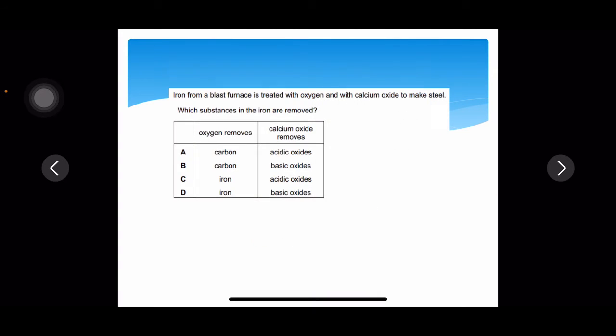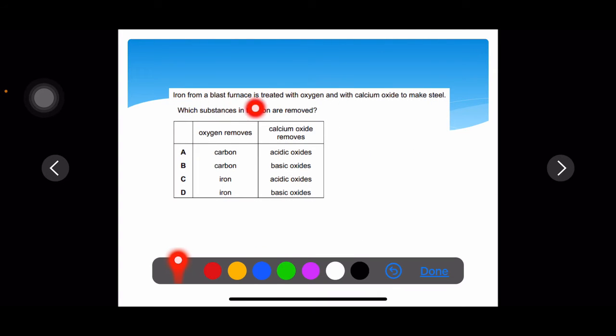Question 1 is saying iron from the blast furnace is treated with oxygen and with calcium oxide to make steel. Which substances in the iron are removed? They are asking the next step. Yani, after the iron extraction is done, the next step is done in the tilting furnace.